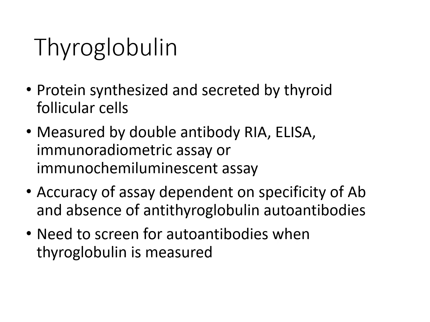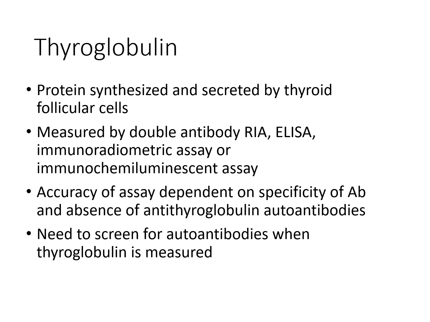Thyroglobulin. This is a large protein synthesized and secreted by thyroid follicular cells. It serves as a precursor and storage form for thyroid hormones within the thyroid gland. Measurement of thyroglobulin in the blood is important for monitoring certain thyroid diseases like thyroid cancer and thyroiditis. Thyroglobulin levels are measured using immunoassays like a double antibody radioimmunoassay or an ELISA, an enzyme-linked immunosorbent assay. You can also use immunoradiometric assays and immunochemiluminescent assays.